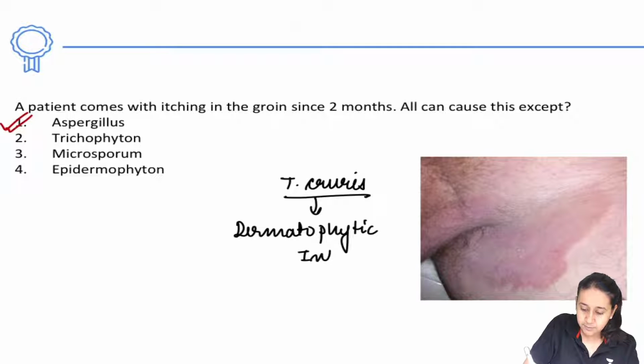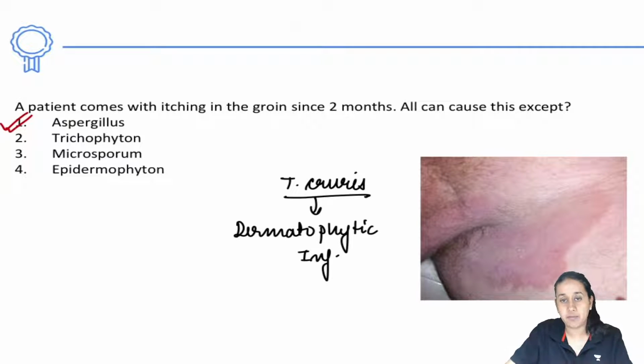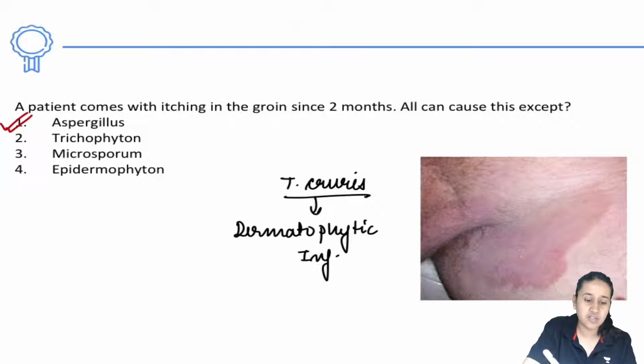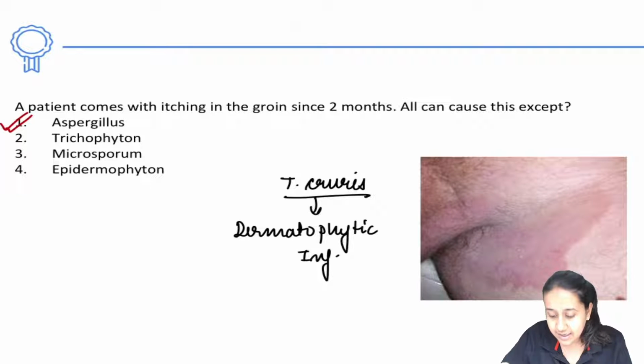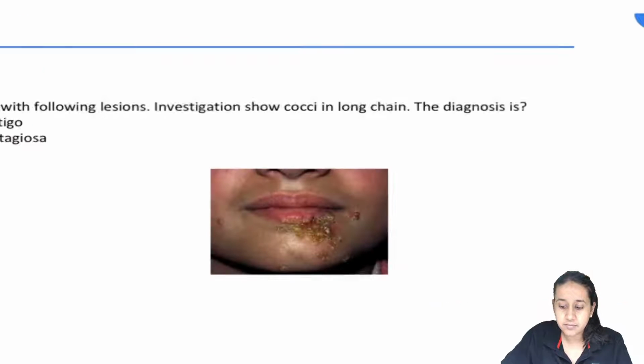And we have only 3 species of dermatophyte: trichophyton, epidermophyton, and microsporum. Aspergillus is not an example. Clear, all of you? Next.